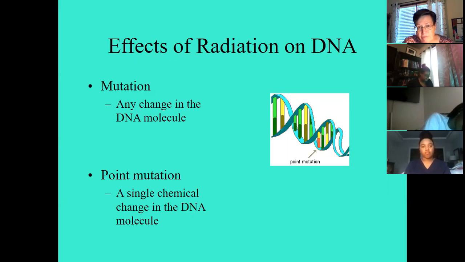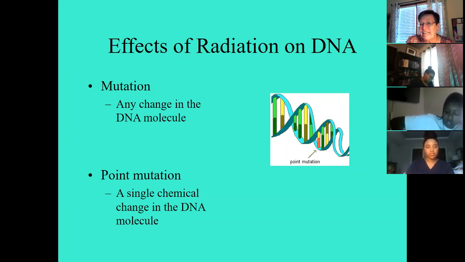So we're going to start by looking first at the effects of irradiation on the DNA. And when radiation interacts, we know it interacts at the atomic and molecular level, and it can cause changes in the molecule. Well, any change in the DNA molecule is a mutation. Point mutations are described as single chemical changes. It's been refined a little bit now. They're looked at as changes in the bases, not the side rails, but in the bases of the DNA molecule.